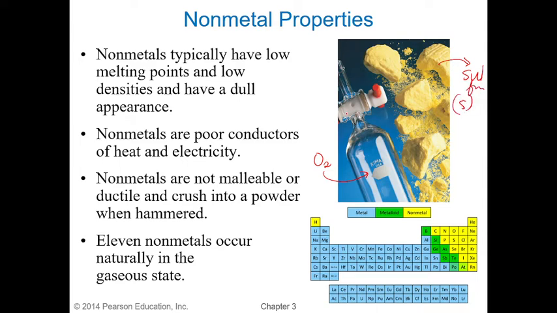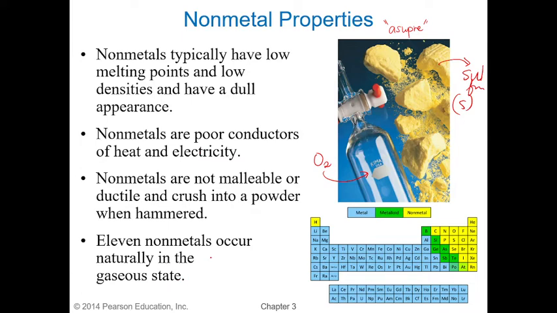Sulfur. S. So nonmetals are poor conductors of heat and electricity. Unlike your metals, your nonmetals are not malleable or ductile, pero it will be crushed into a powder when hammered. For example, you have your sulfur or this is called azufre. So ito yung nakikita nyo in your volcanoes. So if you hammer this one, this will become powder.